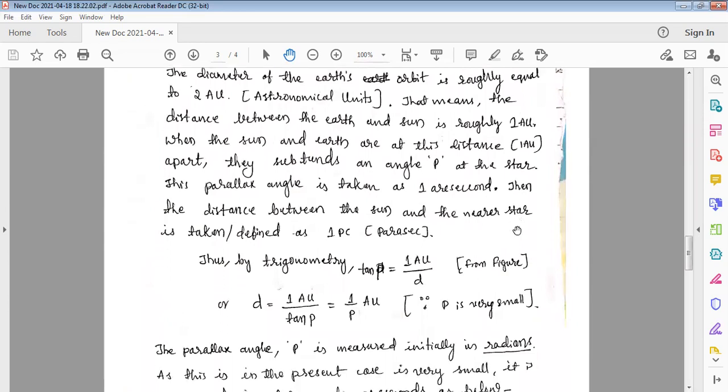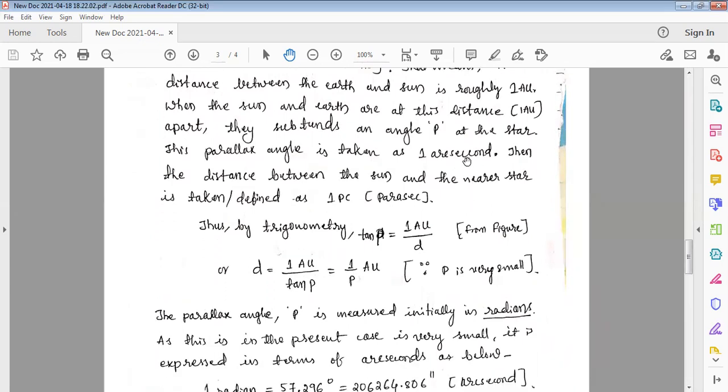So you come back to this point. That means the distance between the Earth and Sun is roughly 1 astronomical unit. When the Sun and Earth are 1 astronomical unit apart, they subtend an angle P at the star. This parallax angle is taken as 1 arc second. I will explain what this 1 arc second is. Actually, this parallax angle could be measured in radians or degrees also. But this angle is very, very small, so because of that, it is expressed in terms of 1 arc second.